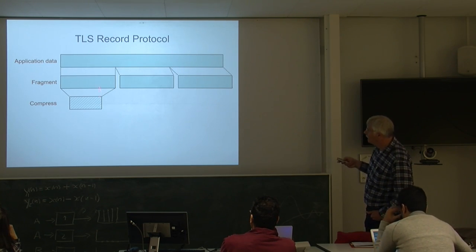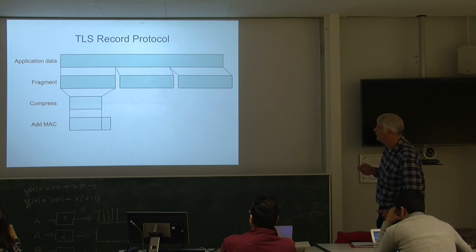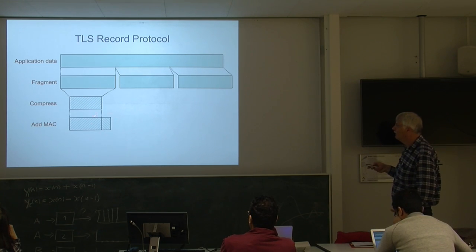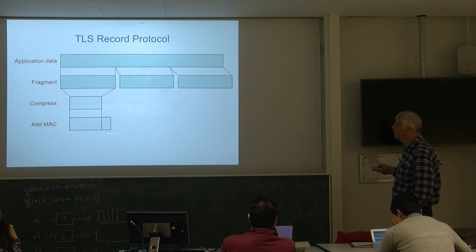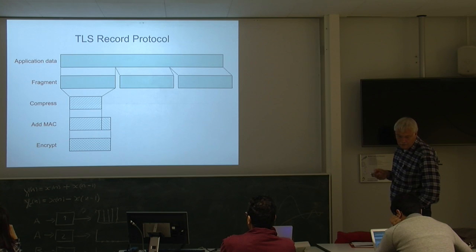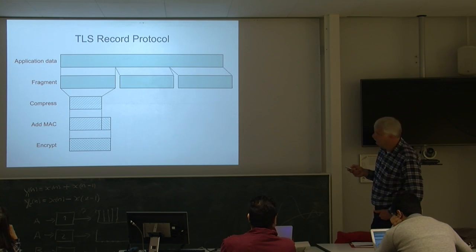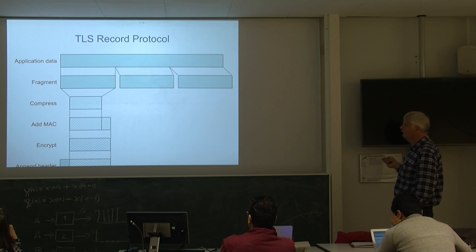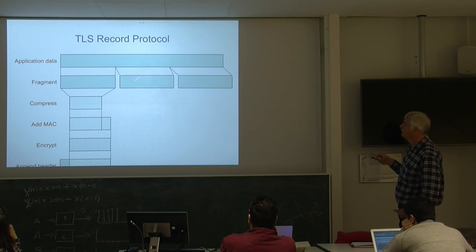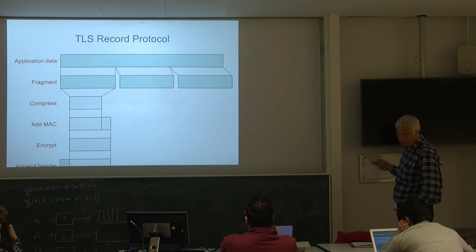Okay, so now we have such fragments, presumably compressed. The first thing is, at the end, you add a message authentication code. Then you encrypt the entire thing. And then you add a header in front. So this is what happens for the second fragment. You do the same for the third, you do the same, etc.